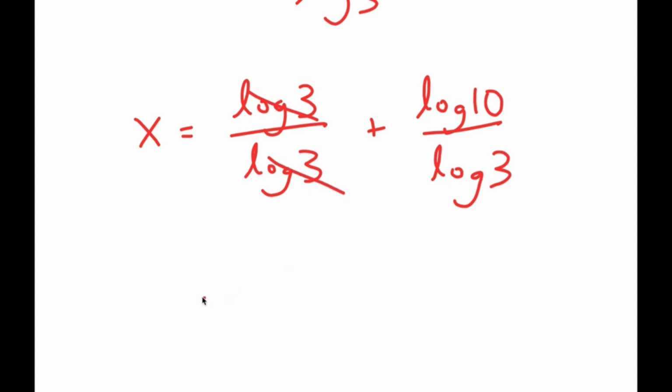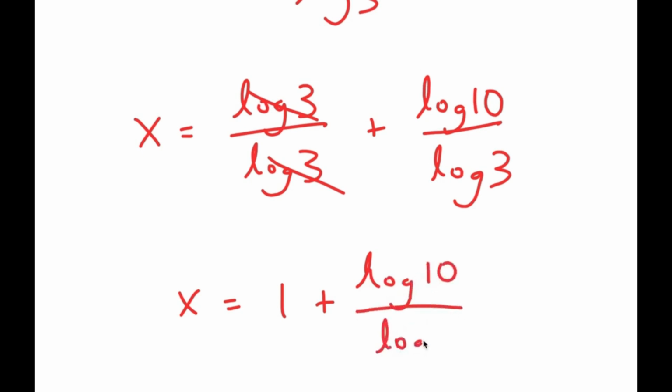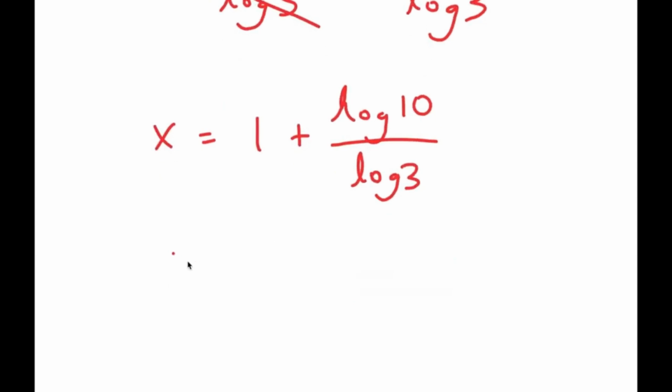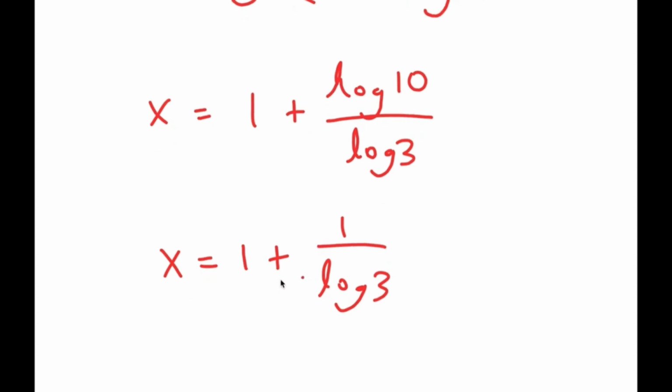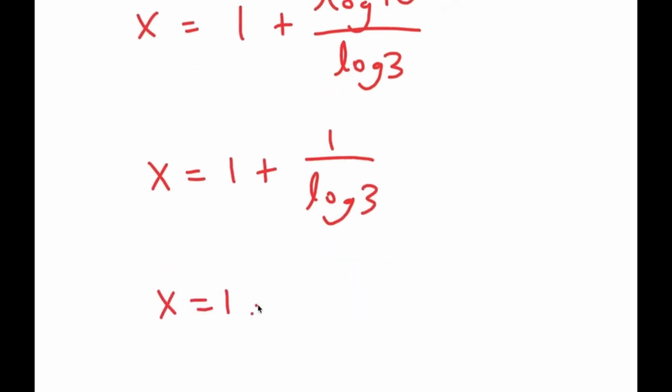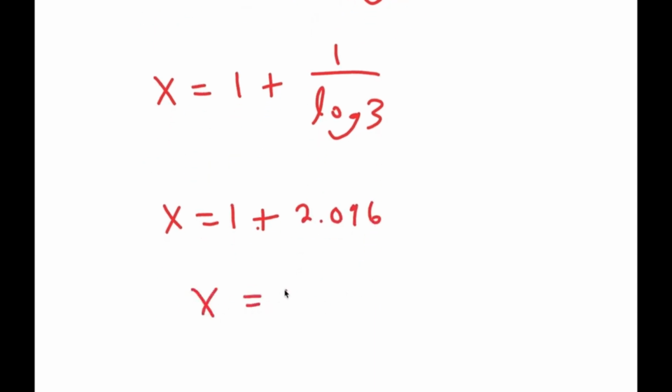Now log 3 and log 3, these two cancel out, so I get x equals 1 plus log 10 over log 3. And log 10 is 1, so I get x is equal to 1 plus 1 over log 3. Now 1 over log 3 is equal to 2.096, so x is equal to 3.096.